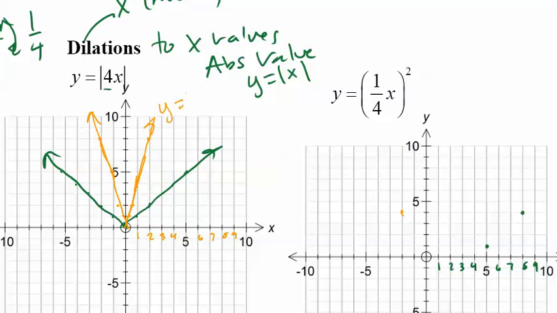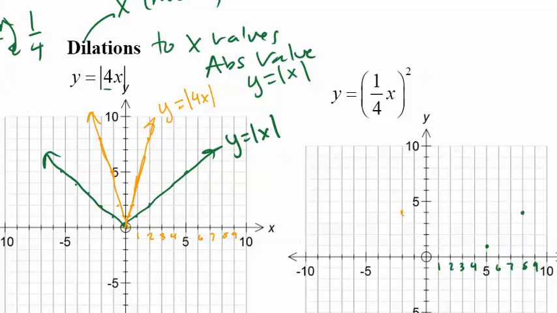This one is y equals the absolute value of 4x, and this one is y equals the absolute value of x. We can see that it may look taller, but actually it's just been squished in. All the x values have been squished in.